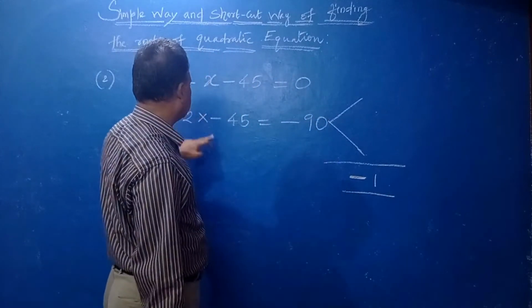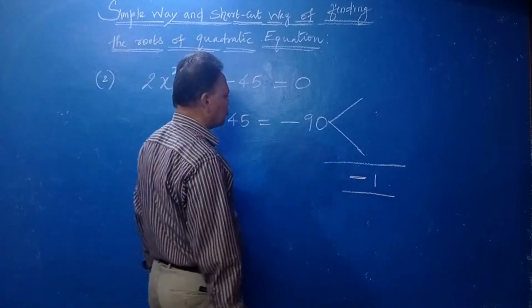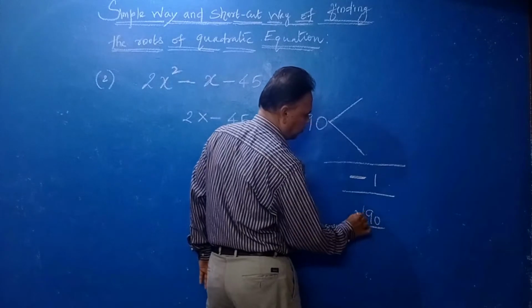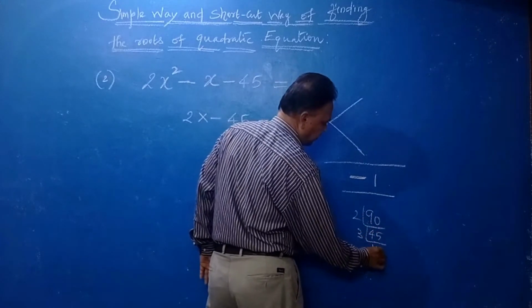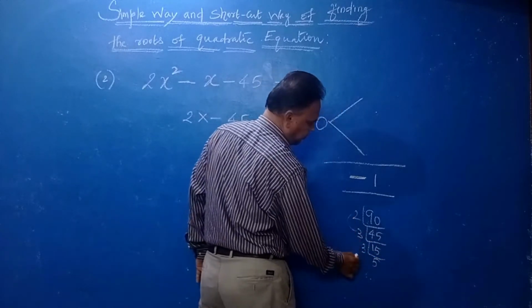Here you see minus 90. How to split up 90? Just find out: 2 means 45, again 3 means 15, again 3 means 5. So 6, 15.